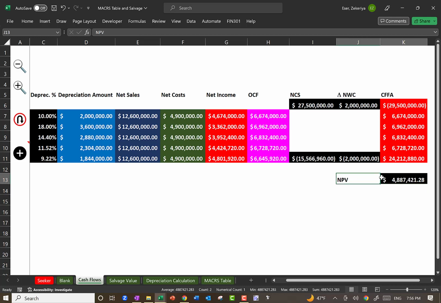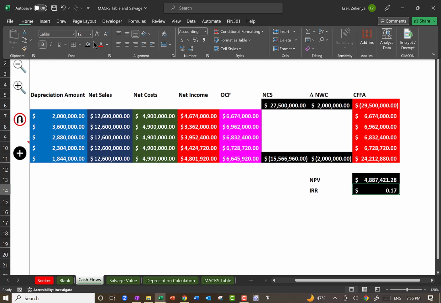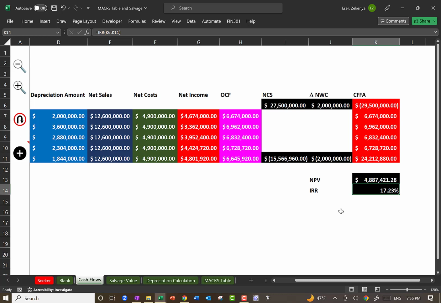If you want to do the IRR, just use the IRR function for all of them and convert it into percentage. Okay. That's how we would estimate the cash flows, and given the cost of capital, we make a decision.